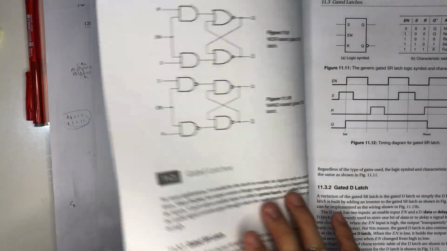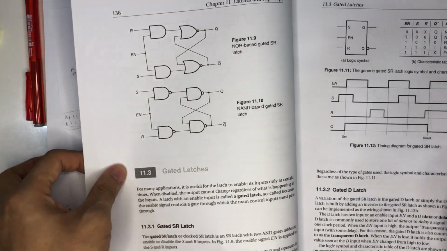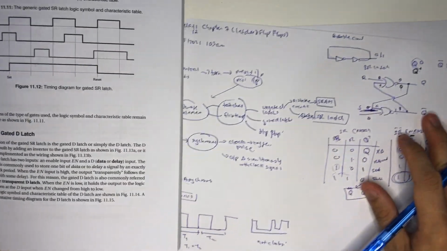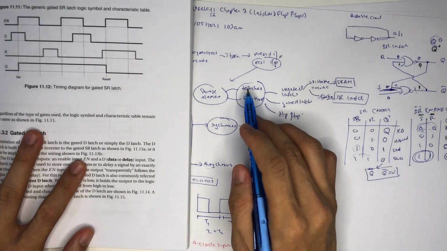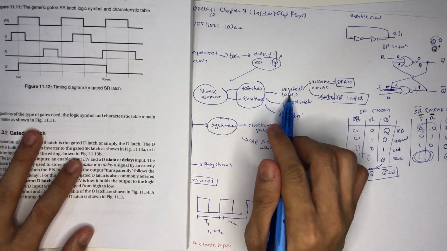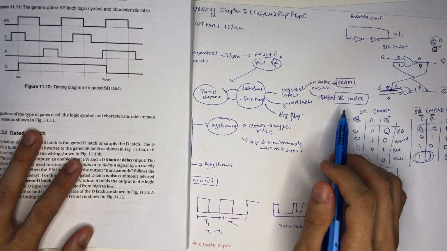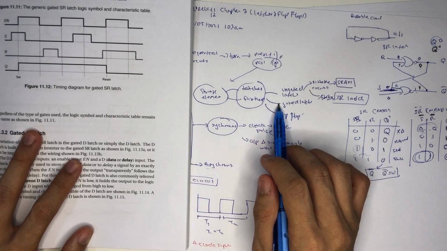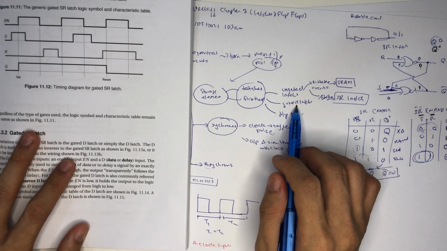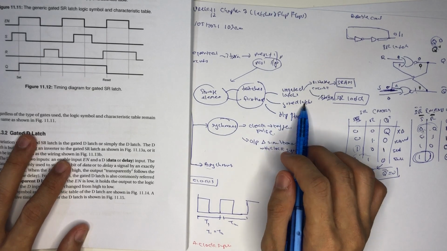So you can see after that we go to the gated latches. You can see we go from the latches, we have ungated latches, we covered that, and then we go to the next one, which is the gated latches.